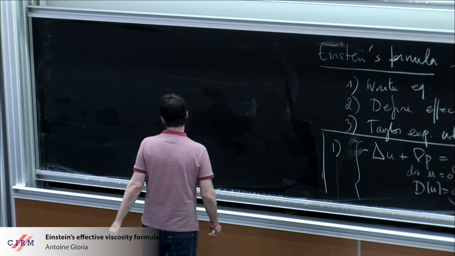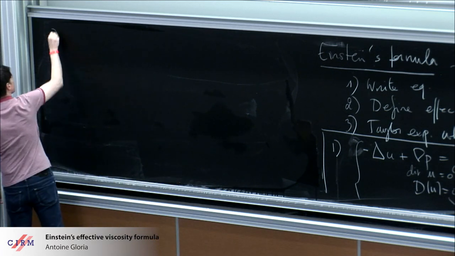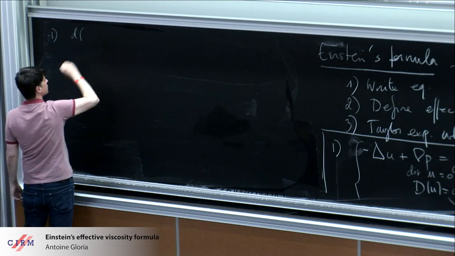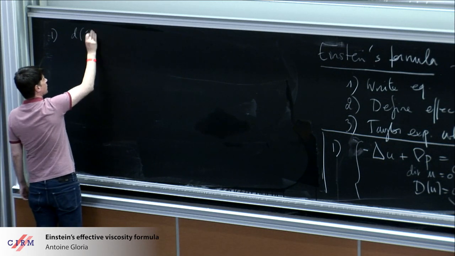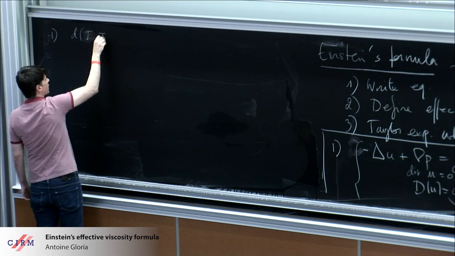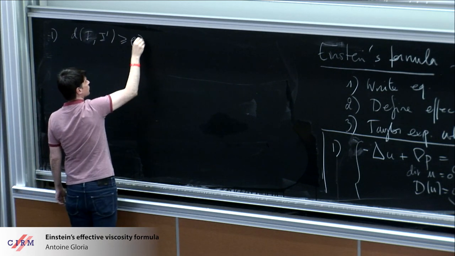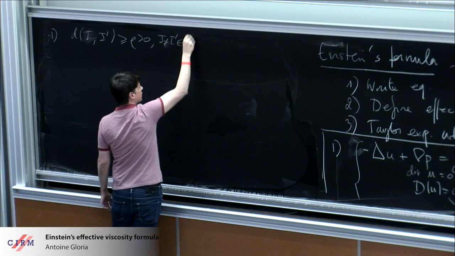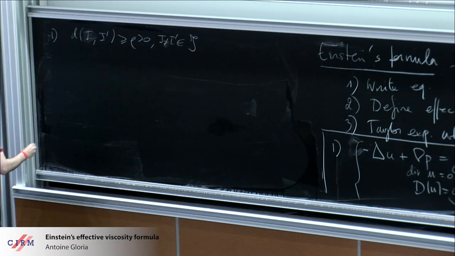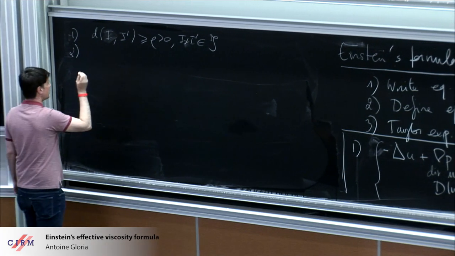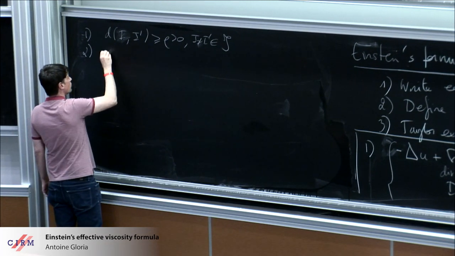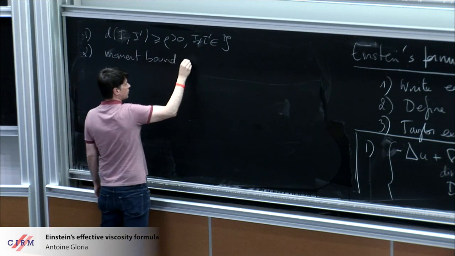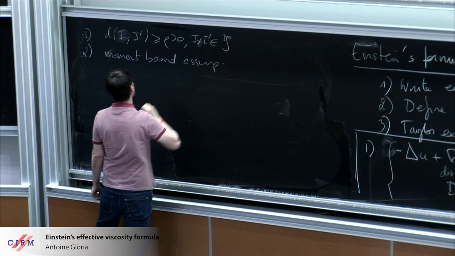So the third approach, so the first approach was just to assume that the distance between I and I prime is always larger than rho, for I, not I prime in my set of goals. That's the first one. The second one is moment bound assumptions on the minimum distance.